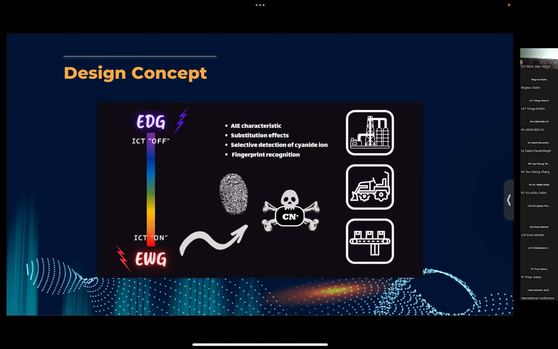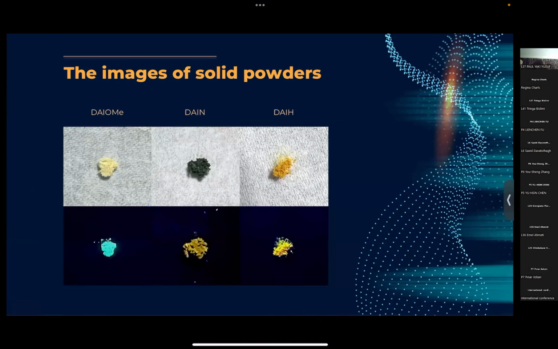And the research focuses on studying the spectroscopic properties and affinity for CN- ions. The expected outcomes of this research include the development of highly sensitive and selective fluorescence chemical sensors with applications in ion sensing and potentially fingerprint imaging.